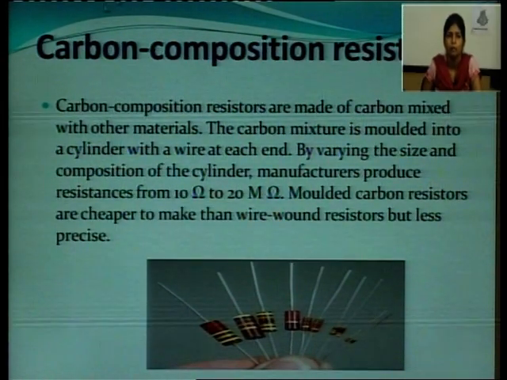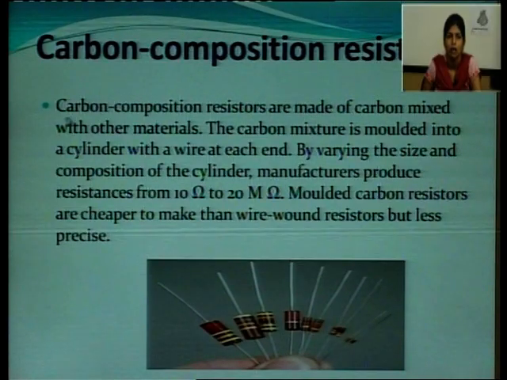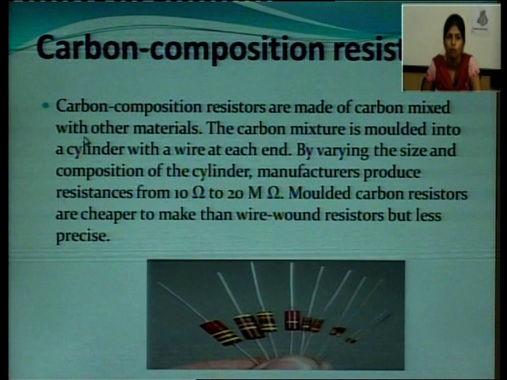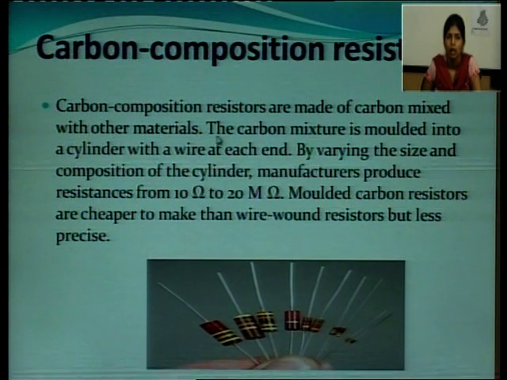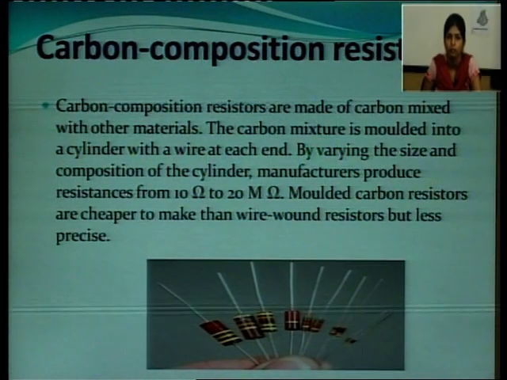The next is carbon composition resistors. The carbon composition resistors are made of carbon mixed with other materials. The carbon mixture is molded into a cylinder with a wire at each end.